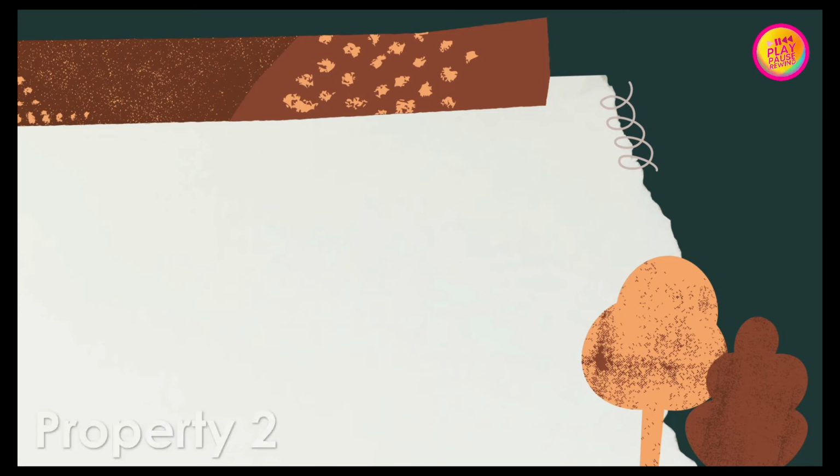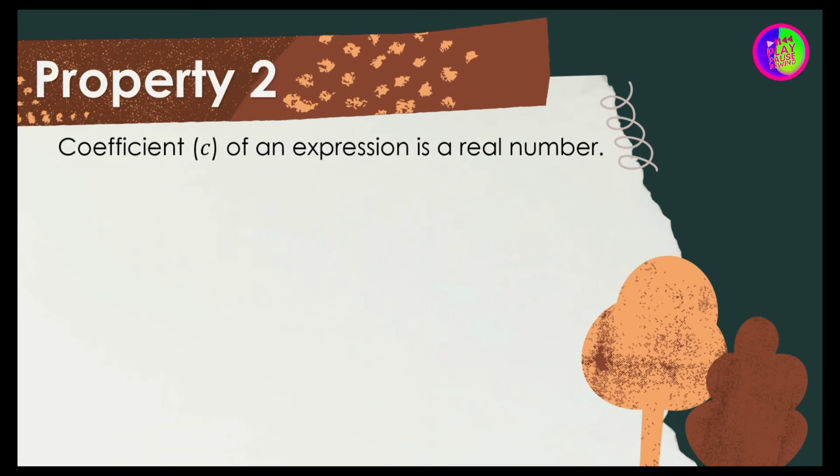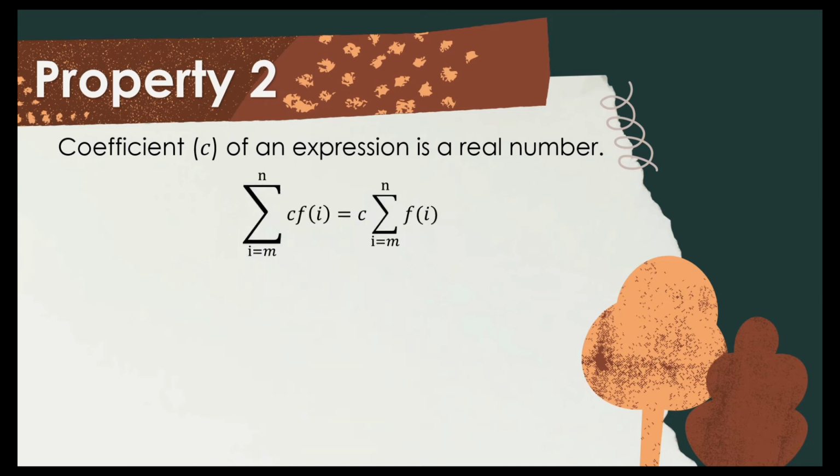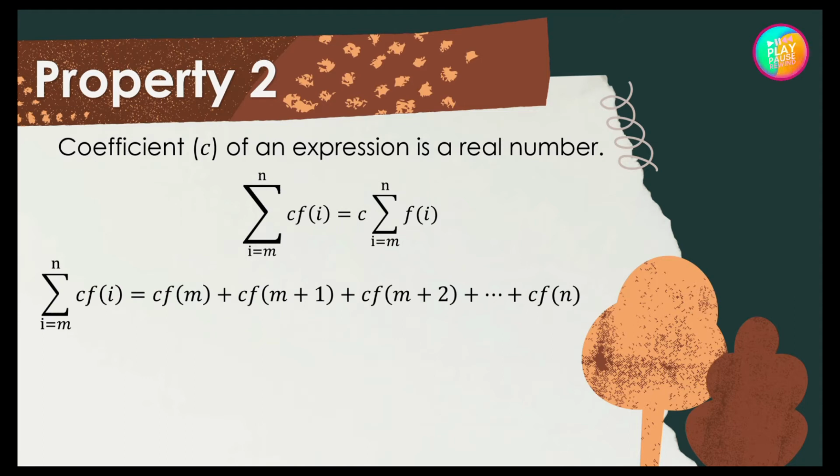Let's proceed to property 2. The coefficient c of an expression is a real number. The summation of c times f of i from i = m to n is equal to c times the summation of f of i from i = m to n. In derivation of the formula, the summation of c times f of i from i = m to n is equal to c times f of m plus c times f of m + 1 plus c times f of m + 2 plus up to c times f of n.